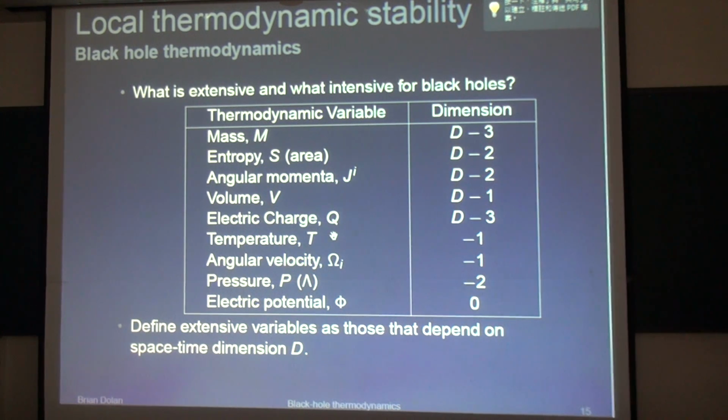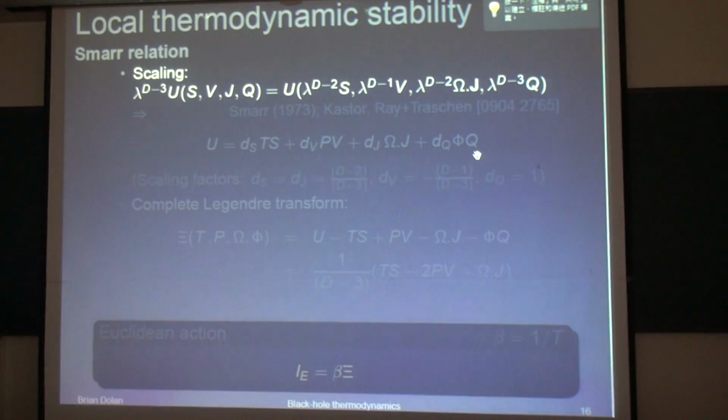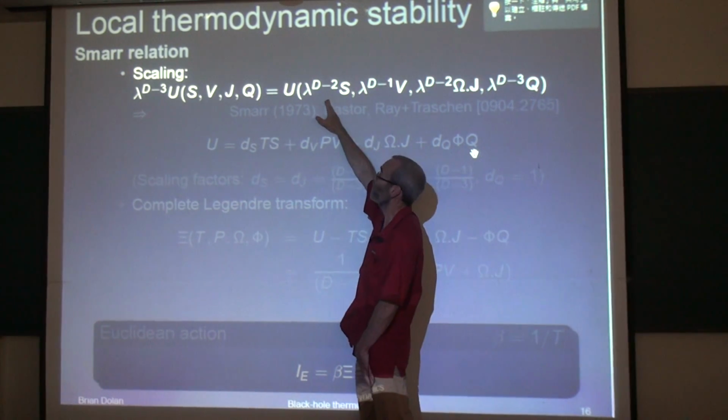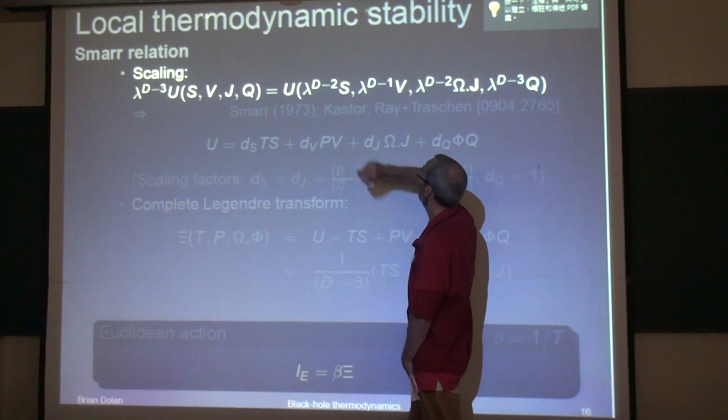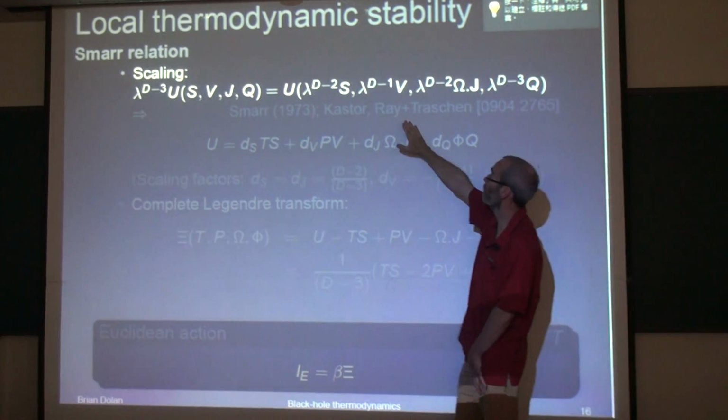Okay, so that's what I'm going to do. I'm going to define the extensive variables as those that depend on the space-time dimension. So now let's look at scaling for black holes. I said the entropy scales as the space-time dimension minus 2. The volume scales as space-time dimension minus 1. So this is the volume of space.